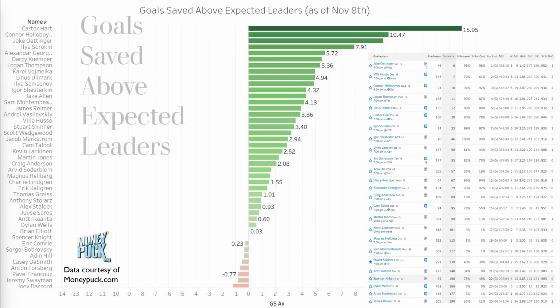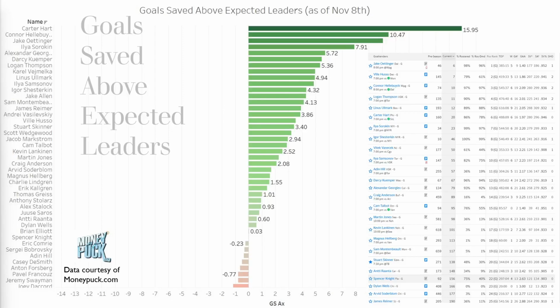Now, as you see some of the names on this list, it's important to understand what we're talking about here. This is a list of goalies who are bailing out their defenses. So the team defense is allowing some quality scoring chances, but the goalies at the top of this list are bailing them out. These goalies aren't necessarily the safest options for fantasy, but they are the hottest ones right now.